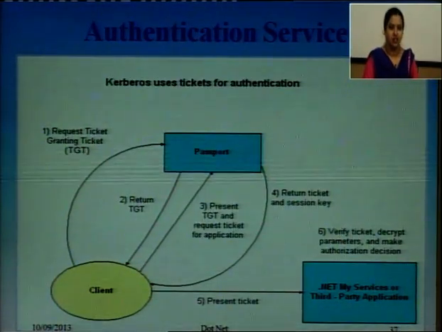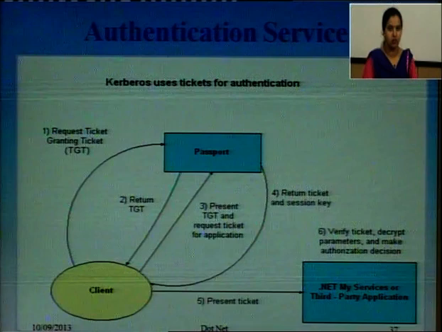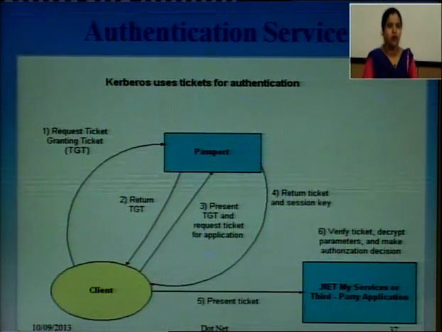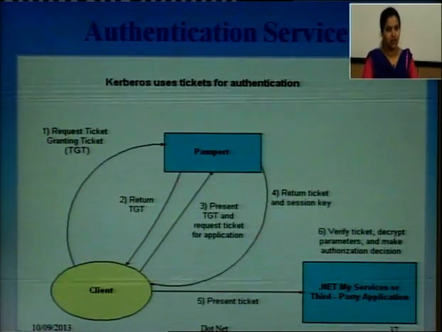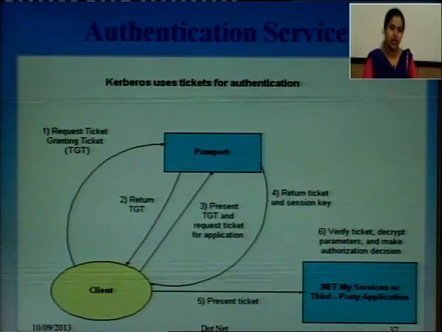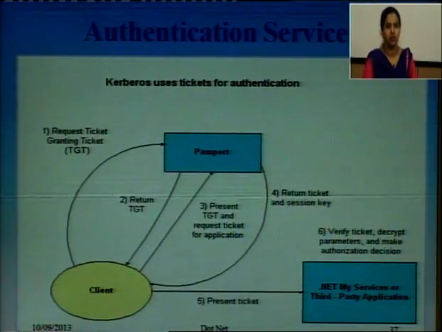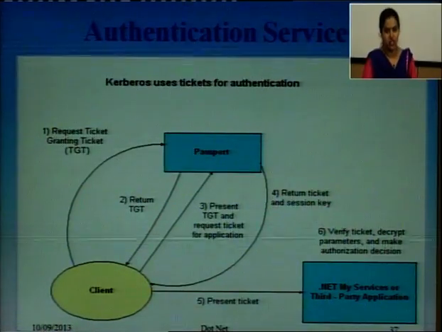Here you see Kerberos uses tickets for the authentication. First you see how .NET does the passport-like work. First, request a ticket granting ticket, meaning something authenticated through which we can enter the internet. Then he gets the passport, then returns TGT, presents TGT and requests a ticket for the application, and then returns the ticket and session key.